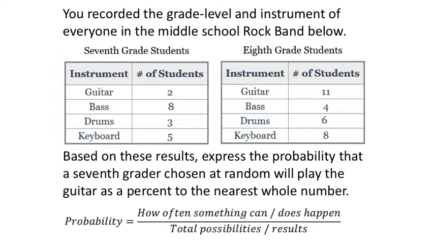Here you recorded the grade level and instrument of everyone in the middle school rock band below. You got 7th and 8th graders. Based on these results, express the probability that a 7th grader chosen at random will play the guitar as a percent to the nearest whole number.